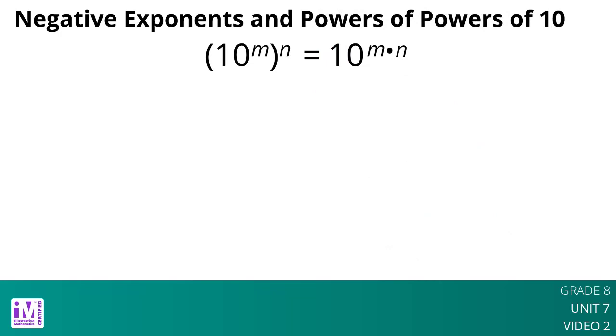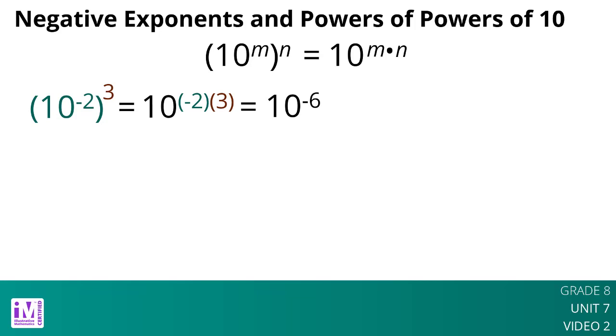Here is an example of extending the rule that 10 to the mth power raised to the nth power is 10 to the power of m times n to use negative exponents. 10 to the negative second power raised to the third power can be found by multiplying the exponents: 10 to the power of negative 2 times 3, or 10 to the negative 6th power.